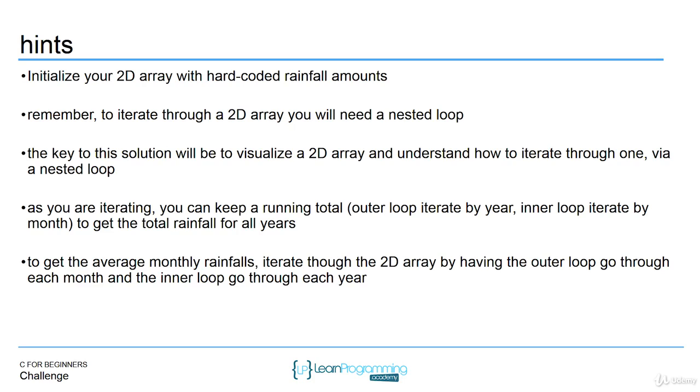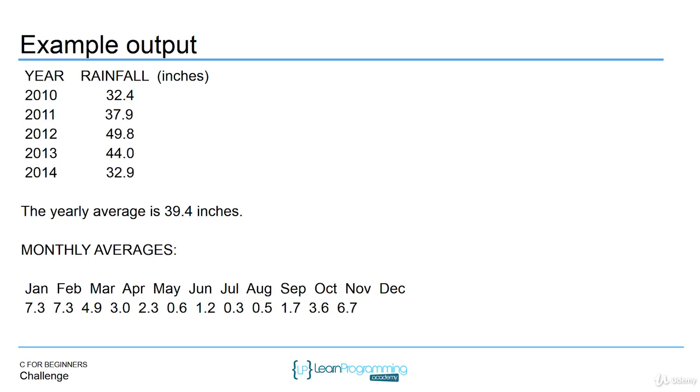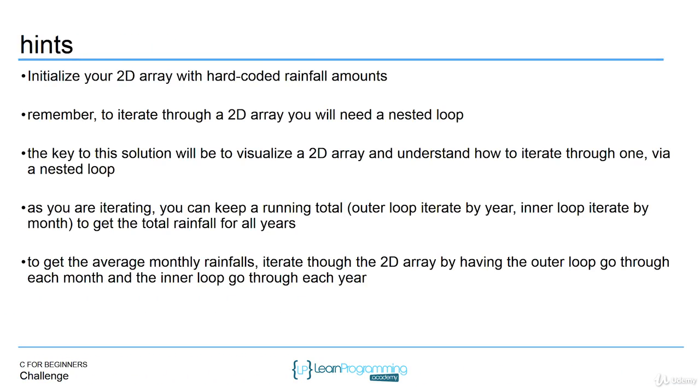Then you're going to need another loop to display the monthly average. To display the monthly average, you want to have a loop that has the outer loop for each month, and the inner loop goes through each year. All right, and this will give you the monthly averages. So the yearly ones can be in that first loop, and the monthly will be in the second. So that should say to get the monthly average rainfalls.